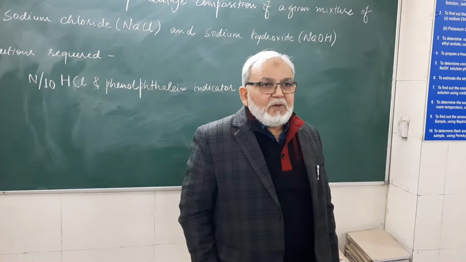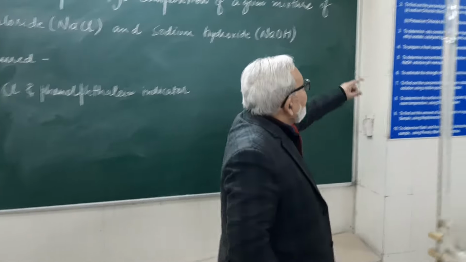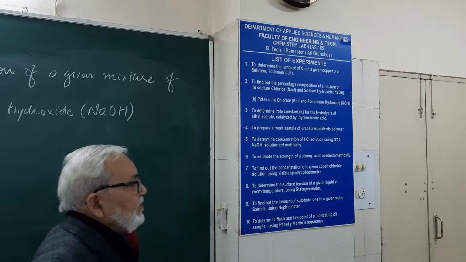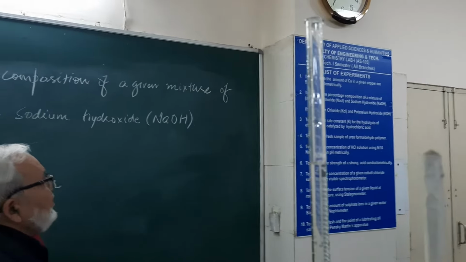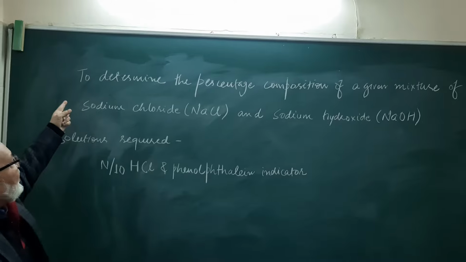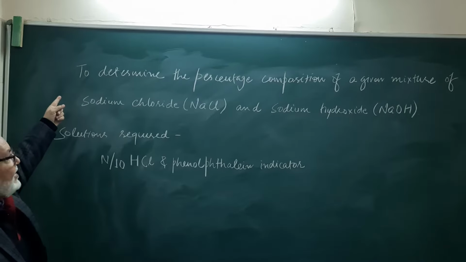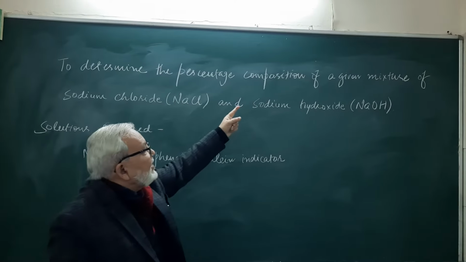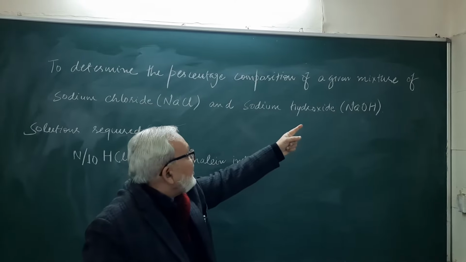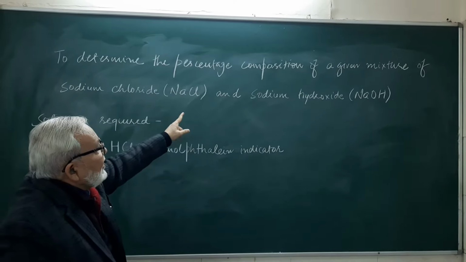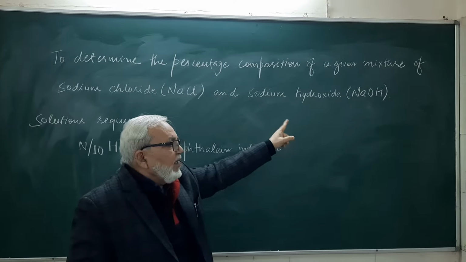Today we are going to perform experiment number 2, A and B. The object of experiment number 2A is to determine the percentage composition of a given mixture of sodium chloride NaCl and sodium hydroxide NaOH.